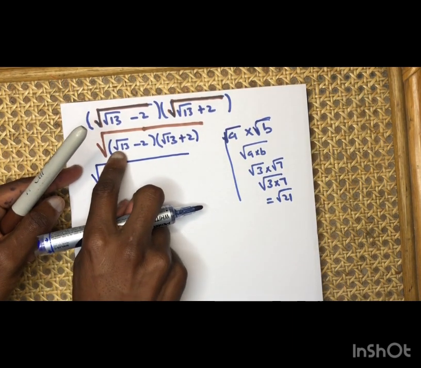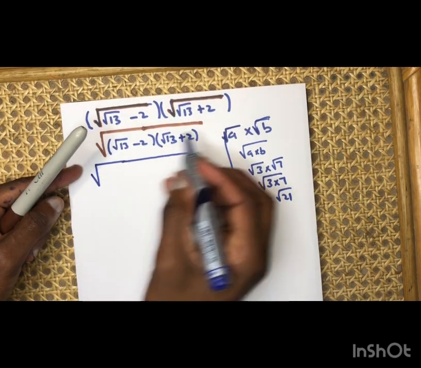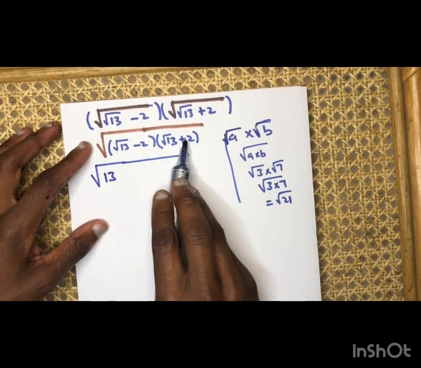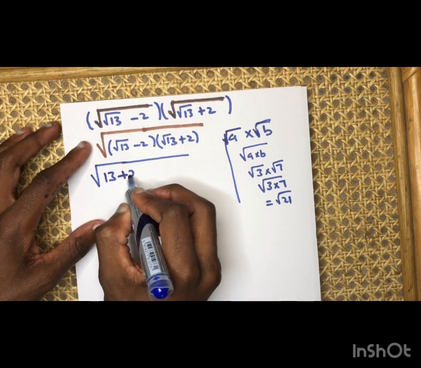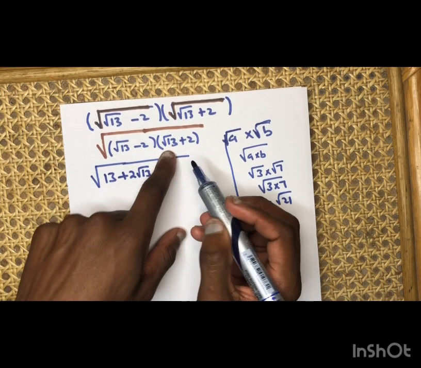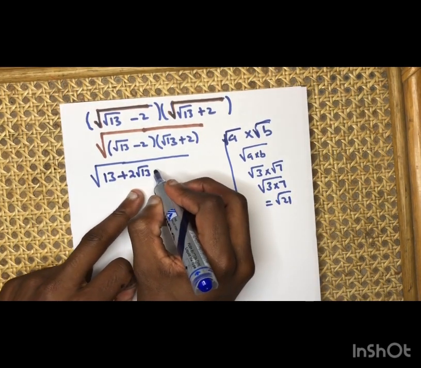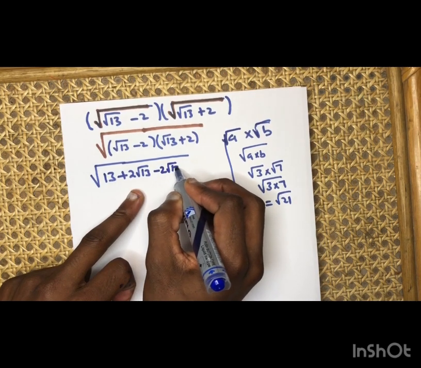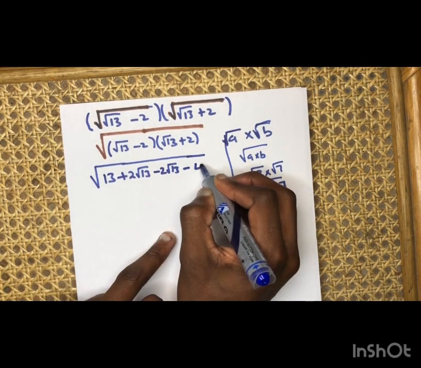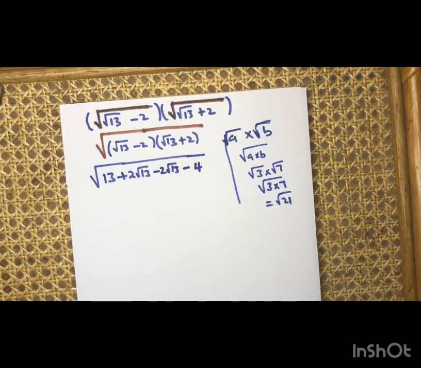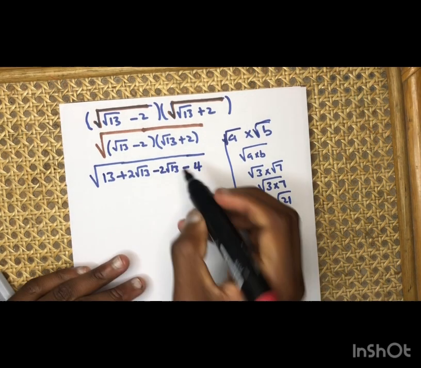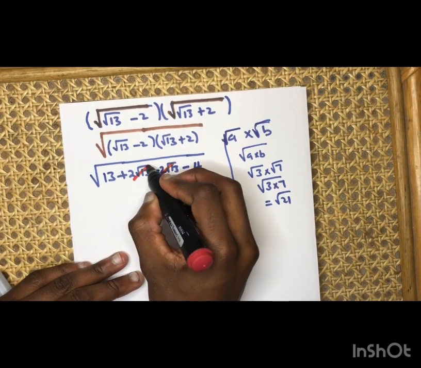Now I'm going to say root 13 times root 13, guys. Root 13 times root 13 will give us 13. Then root 13 times 2 will give us positive 2 root 13. Then negative 2 times root 13, what will we get? We'll get a negative 2 root 13. Then we have negative times a positive, that's a negative. Then 2 times 2, we get 4. Yes, so what will happen to 2 root 13 and minus 2 root 13? This one is going to cancel out.